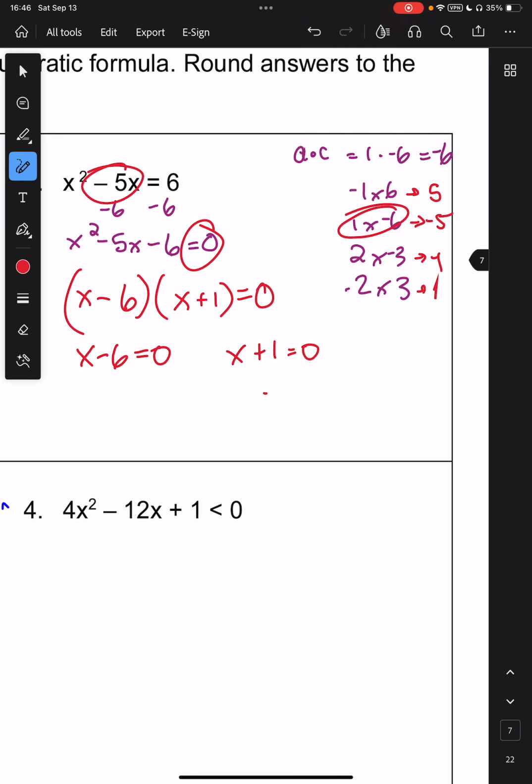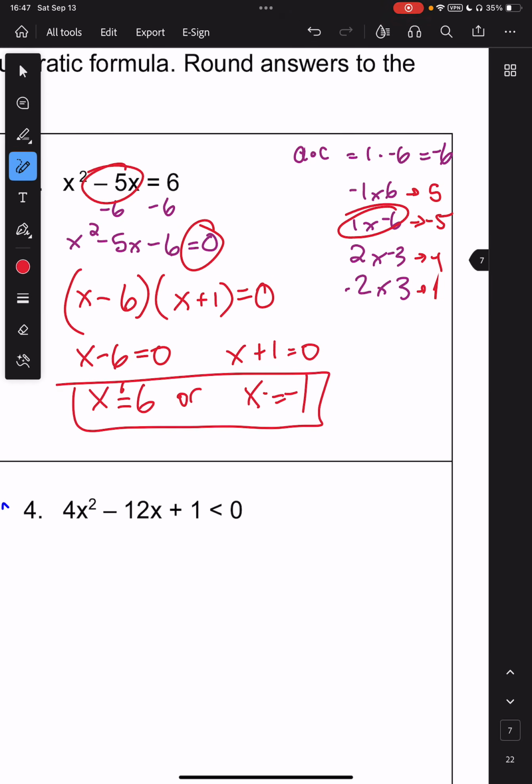Equals 0. So now x minus 6 equal to 0, we get x is equal to 6. X plus 1 is equal to 0, x is equal to negative 1. So for our values, we get x is equal to 6 or x is equal to negative 1.